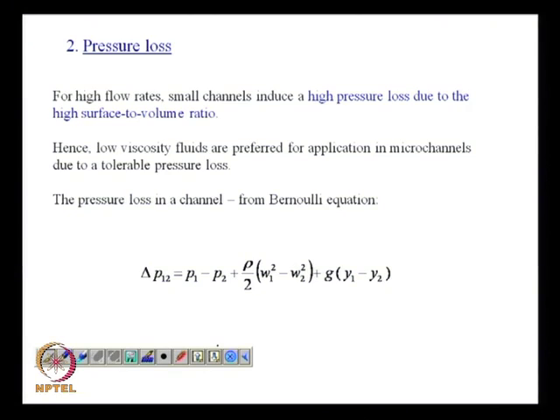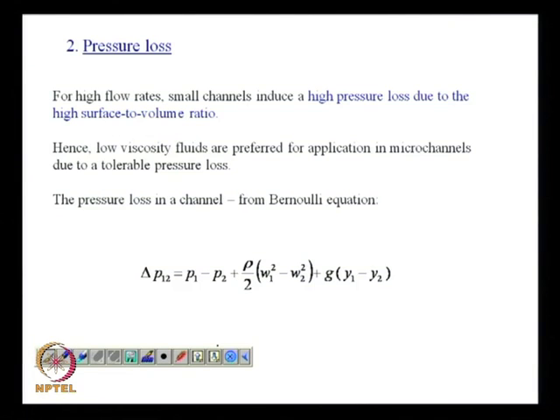In many of the micro scale heat transfer devices, you would see that they use liquefied ammonia, because liquefied ammonia has very low viscosity. So, a common liquid choice for these kinds of devices is liquefied ammonia at high pressure.